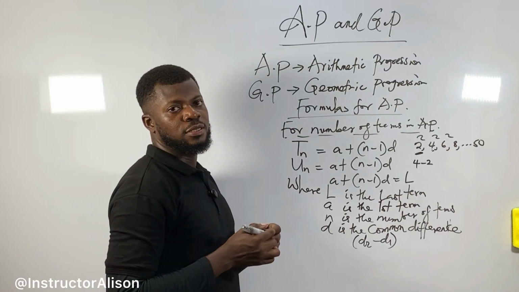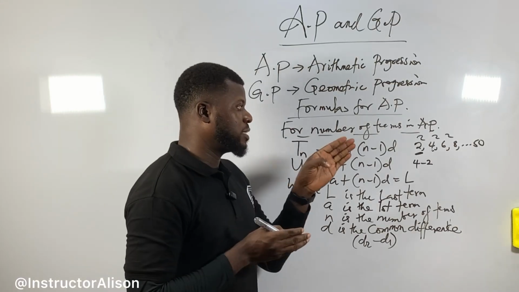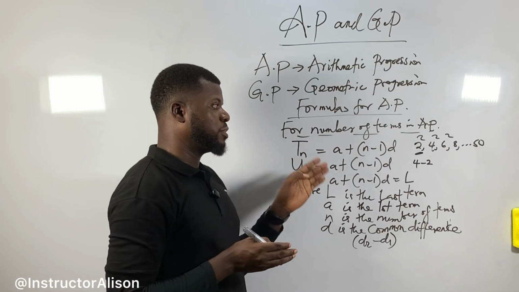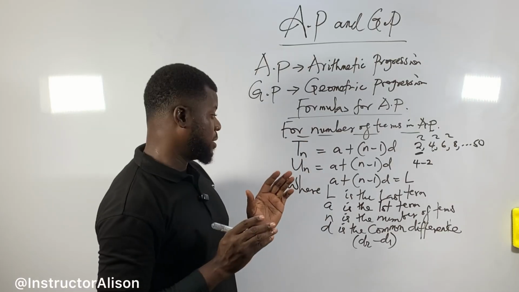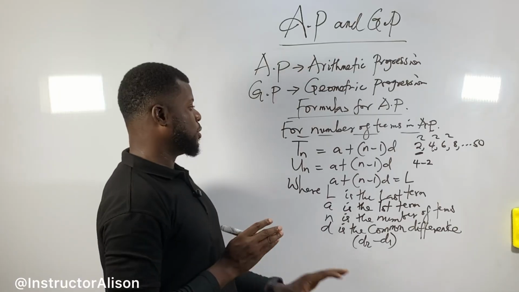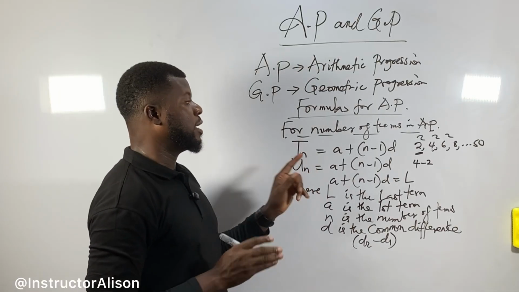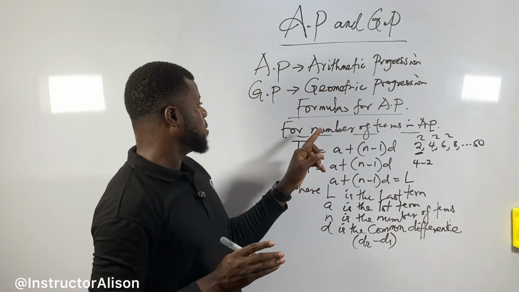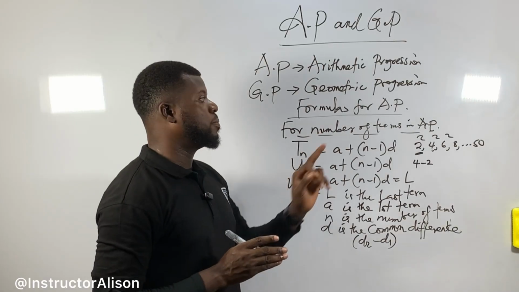Common difference: when you subtract the first term from the second term, the second term from the third term, that is how they get the common difference for AP. I hope that one entered. So I have defined all the parameters and the first formula. That one is the formula to calculate the number of terms for AP.